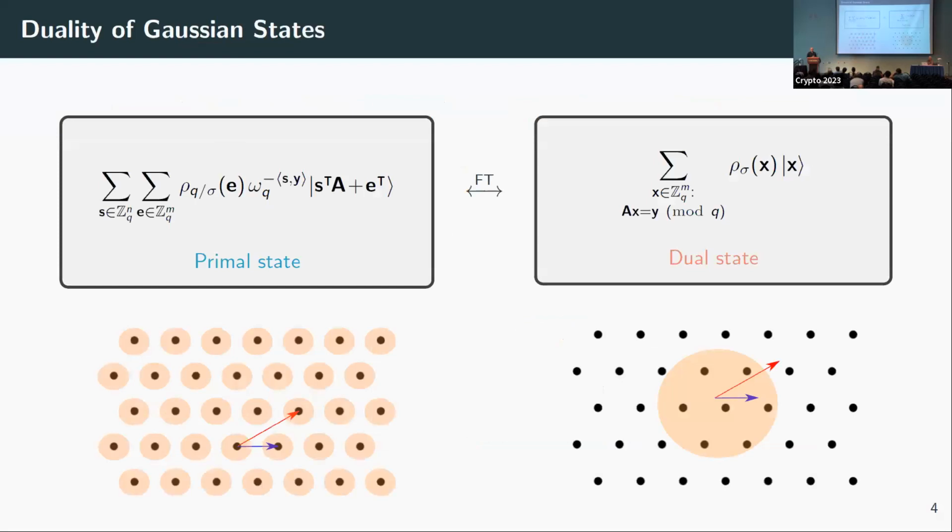Okay, here's how it works. On a high level, the state that I just showed you has some nice properties that we can exploit. The state on the right, let's call it the dual state for now. And the state on the left, let's call it the primal state. And it turns out that these two states are Fourier transforms of each other. Okay? So the state on the left is nothing but a superposition of random LWE samples with a phase. Those are Gaussian balls around lattice points.